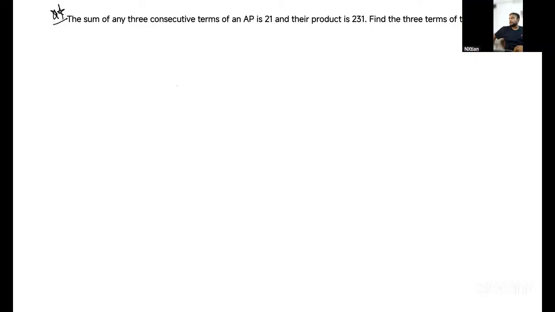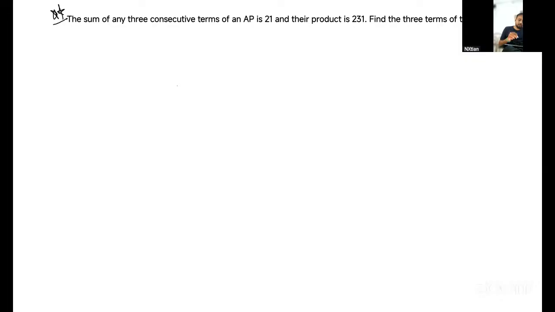What is your first step, Edric? If you tell me the first step, then I will tell you whether it is correct or not. What is the first step? First step is let the three terms be A minus D, A, and A plus D. Okay, then it is correct. Okay, guys, now everyone, please pay attention to the board. Edric, you do it.